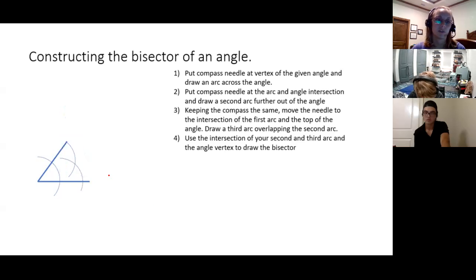So this is hopefully what you're looking at now. You find the intersection of that second and third arc. And then you draw a line from there back to the vertex. This is where you need a straight edge. If you have a ruler, you can use a ruler. If not, the side of a piece of paper works, as long as you didn't cut the paper yourself. Usually they give it to you in the package pretty straight.